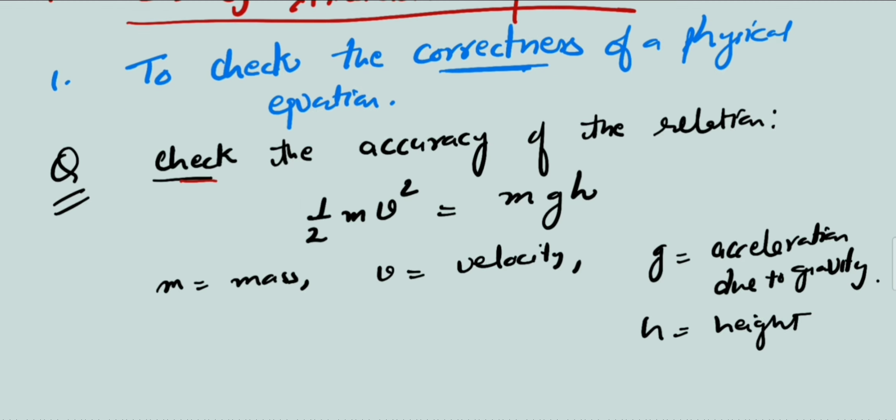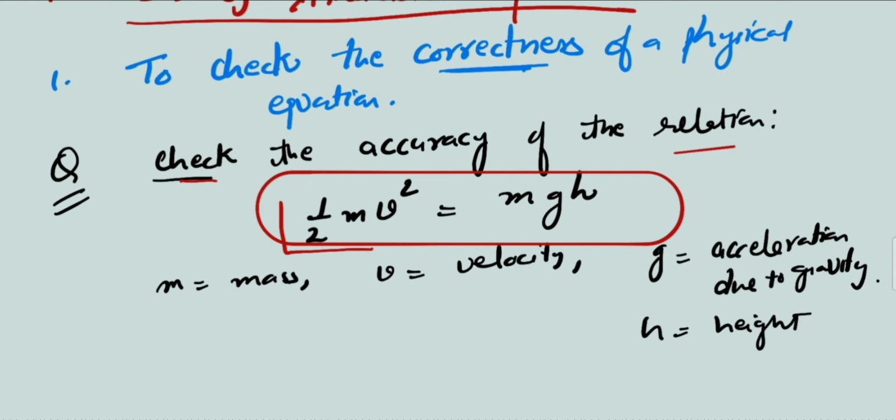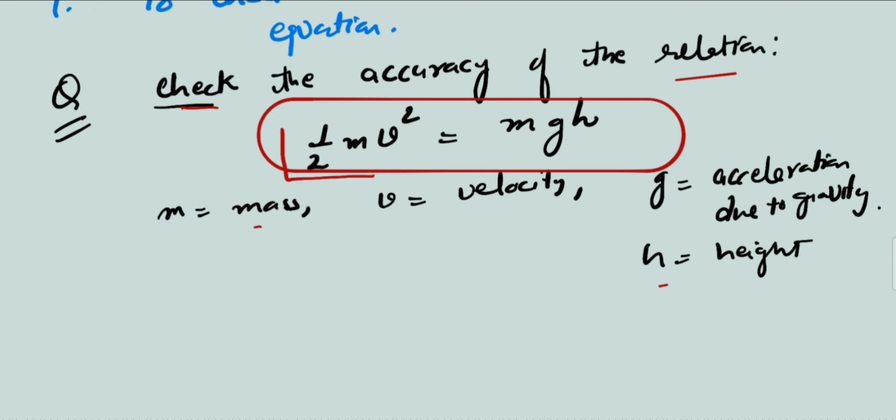Here it is given: check the accuracy of this relation. The relation is half mv square is equal to mgh. Here m is the mass, v is the velocity, g is the acceleration due to gravity, and h is the height. For that, first we have to write the dimensional formula for the left hand side of the equation and for the right hand side of the equation. Then we will see whether they are equal. If they are equal, then the relation is accurate, otherwise this relation is not accurate.